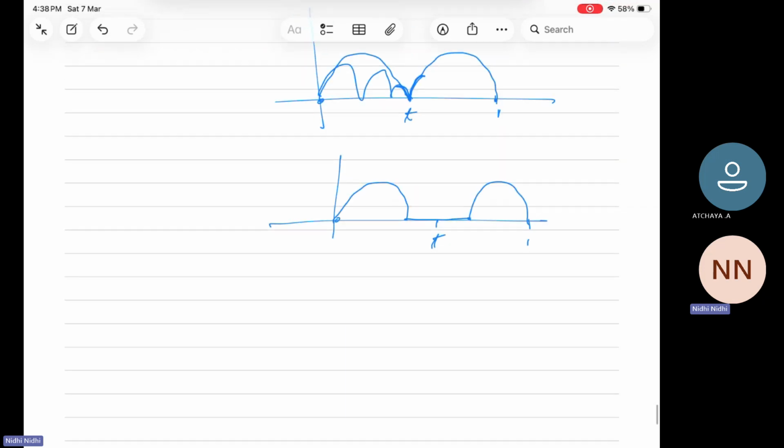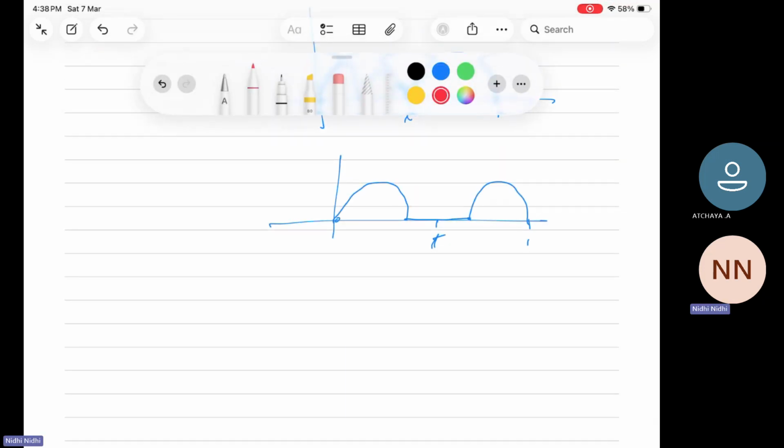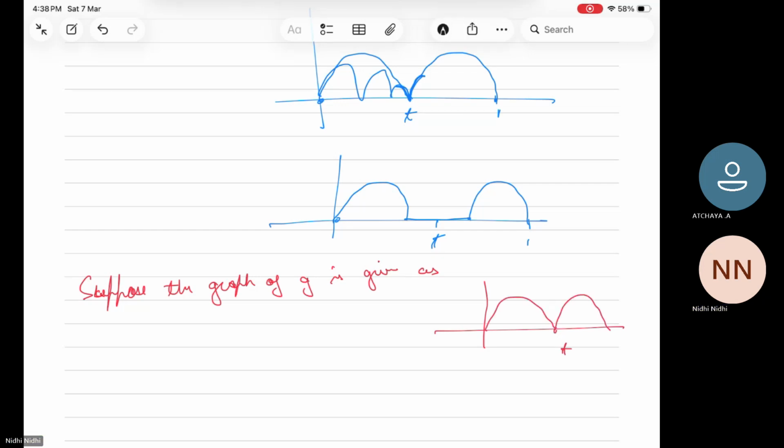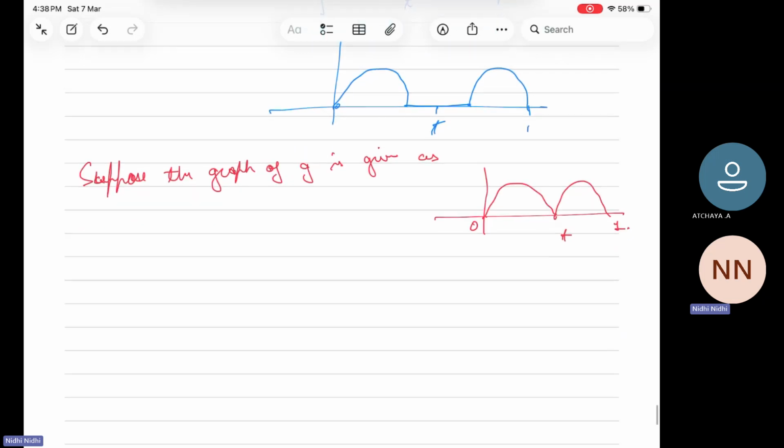Now suppose this case happens, the first case, suppose the graph of g is given as this. So basically it is having a sharp end at x equals t. So in this case, let's see the differentiability of the function g.